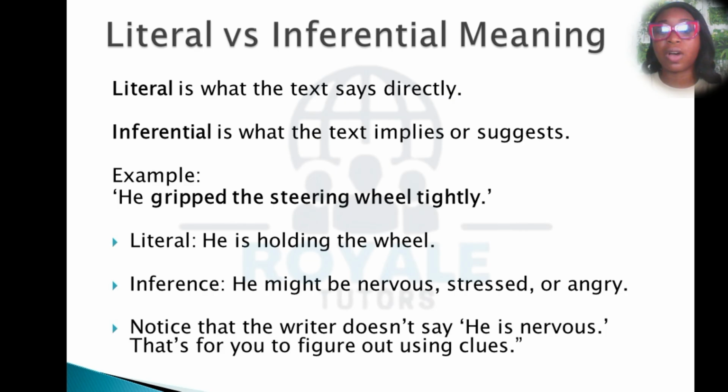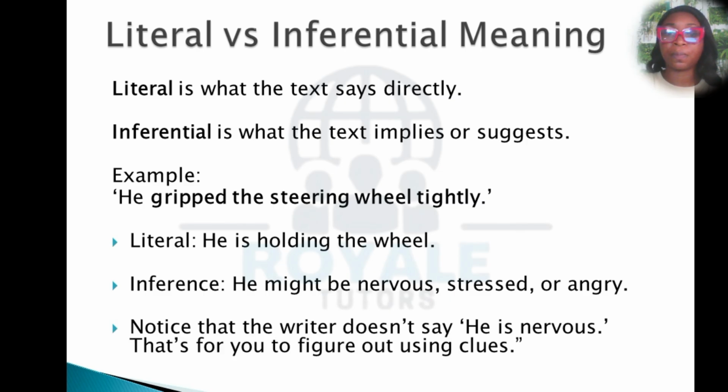An example of that: he gripped the steering wheel tightly. To grip something means to hold, right? So that is what the literal meaning will give you, because that is what the text says directly. The literal meaning of that is holding the wheel. But the inferential meaning does not mean he's just holding the wheel any longer. It means that he might be nervous, stressed, or angry, judging by how tightly he's holding the wheel. He's not just placing his hands on the wheel, he's gripping it tightly. So that might mean something else.